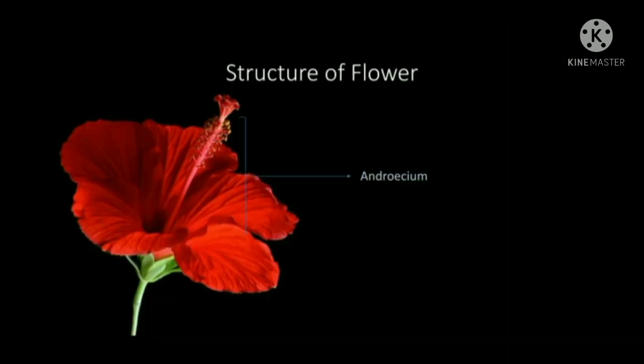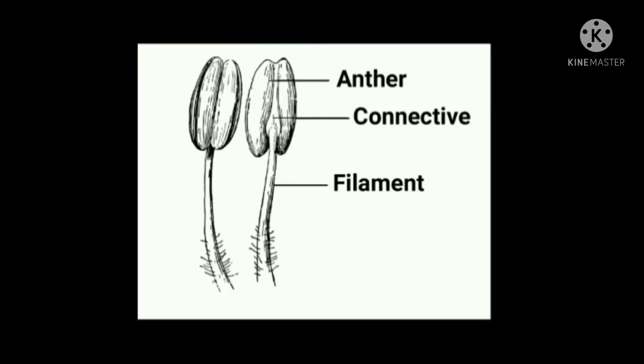The third important part of the flower is the Androecium. It consists of numerous male reproductive structures called stamens. Typically, the stamen consists of 3 parts. They are the slender and sterile basal portion called filament, a broad and fertile apical portion called anther, and between these there is a connecting part called connective.